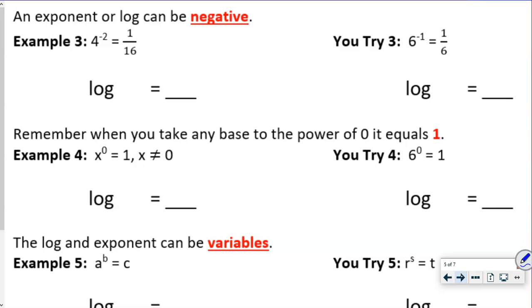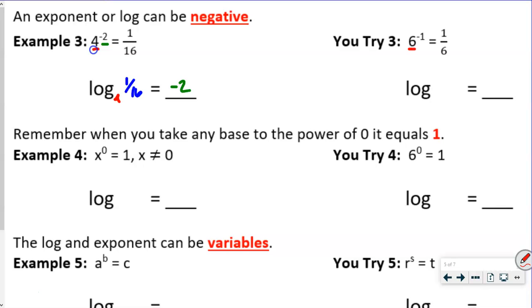All right, so an exponent or log can be negative. So again, we're going to keep on the chain that we were on. We're going to say log base 4 of 1/16 is equal to -2, okay? So again, if we take 4 to the -2, that's 4 squared, and it's going to go to the denominator because it's negative. So that's why it's 1/16. So you go ahead and do the you try.